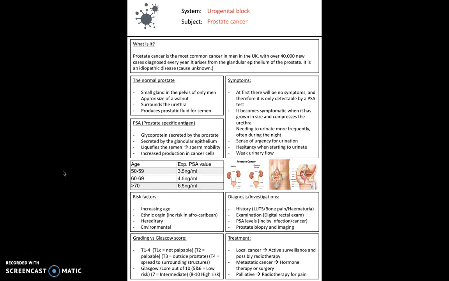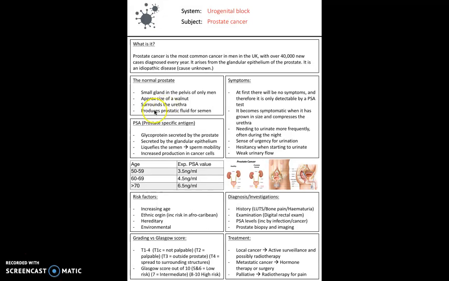Essentially, you have to think about the normal physiology of the prostate gland in order to understand this. The prostate gland is a small gland in the pelvis of the male, around the size of a walnut, that surrounds the urethra. So in the later stages of prostate cancer, when it becomes larger, it compresses the urethra, which is what causes that difficulty when urinating.